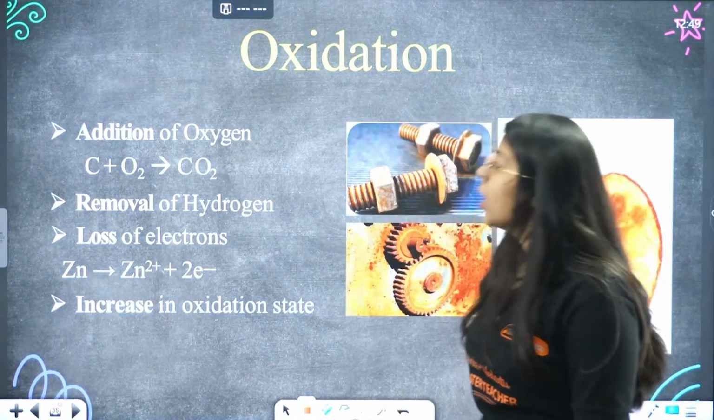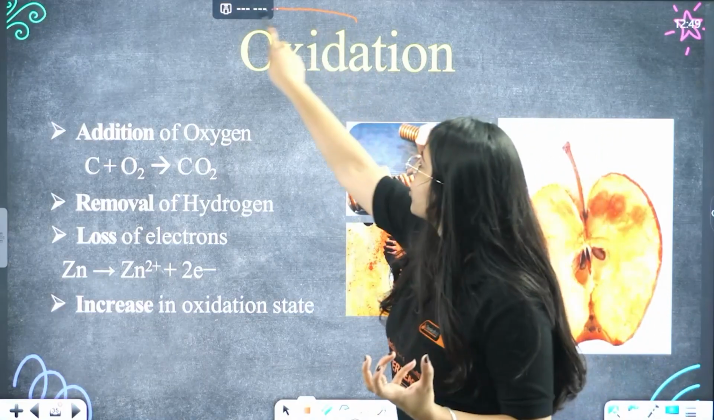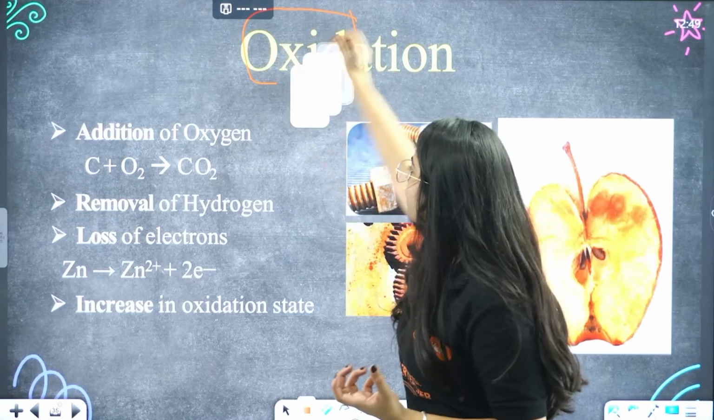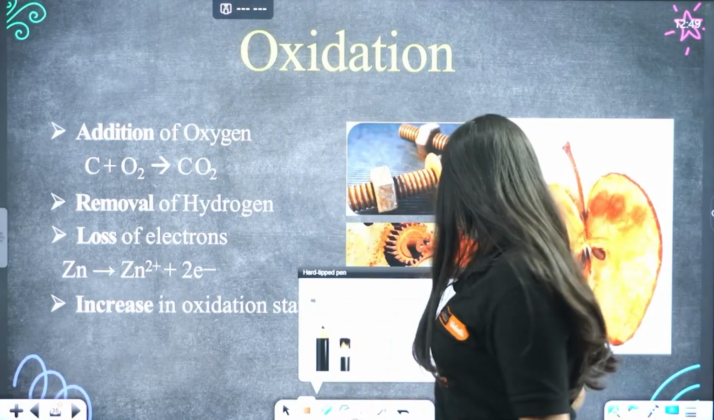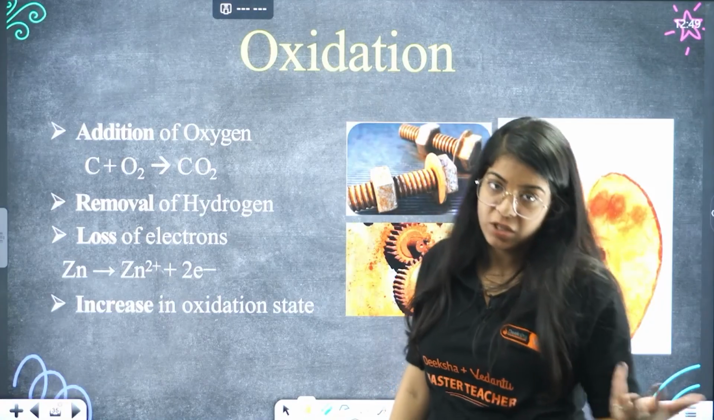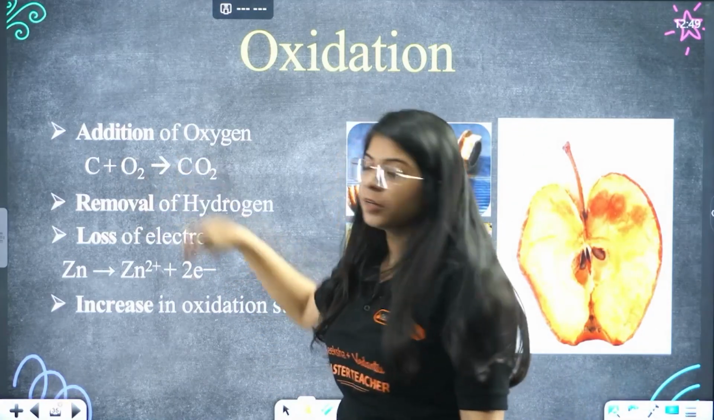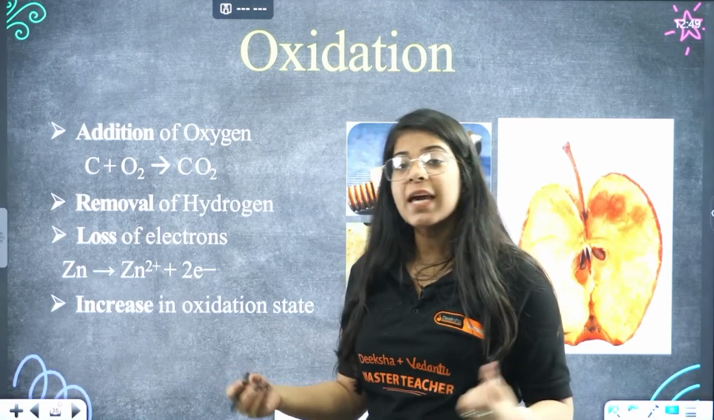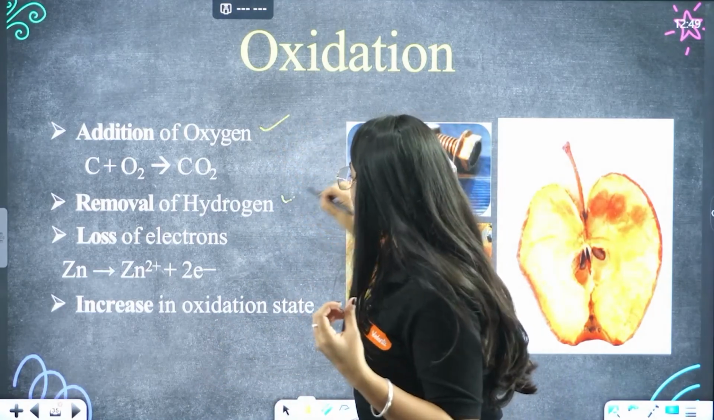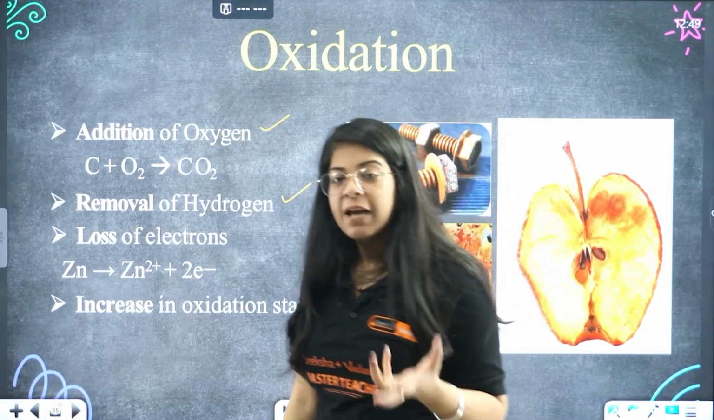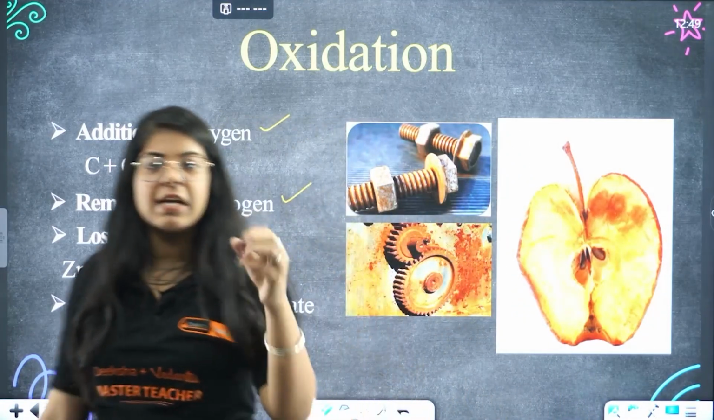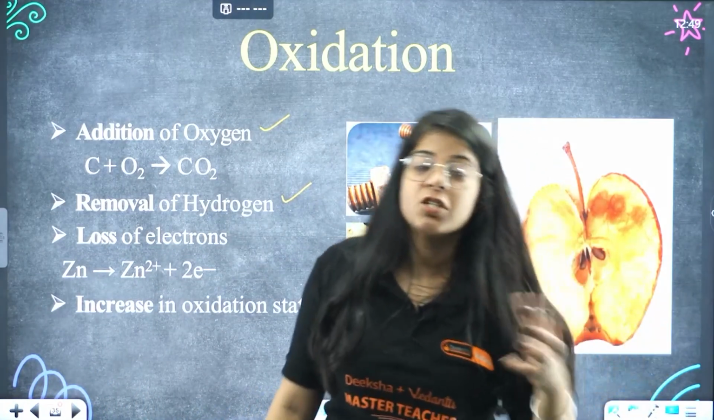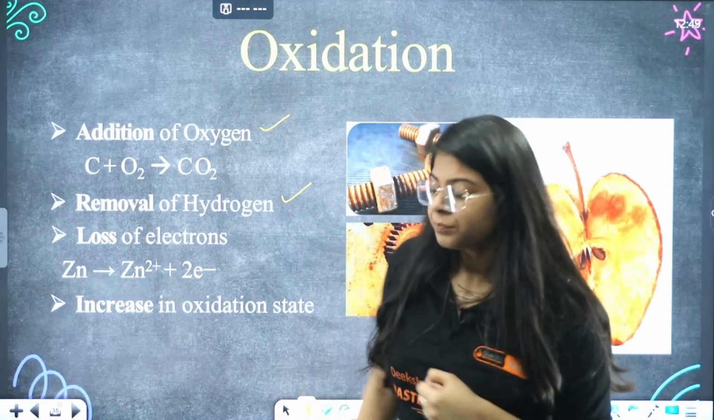Now, what is oxidation? Simply, oxidation is the addition of oxygen. So if we have carbon and we add oxygen to it, it becomes carbon dioxide. So it is oxidation. Also, there are two things: addition of oxygen, and removal of hydrogen is also oxidation. Whenever we have CH4, methane, and we remove hydrogen from that compound, it is also called oxidation because hydrogen is removed.